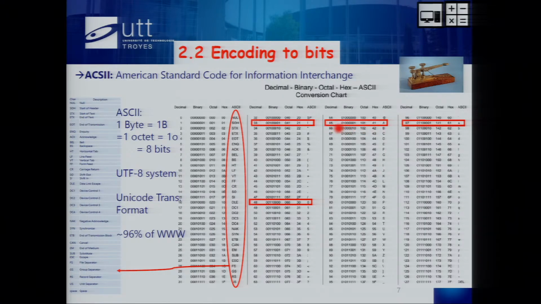So the number 65, which in hexadecimal is 41, gives you the letter capital A. And so on until capital Z. And then more signs, and then you start with the small letters, A, B, C, D, etc., etc.